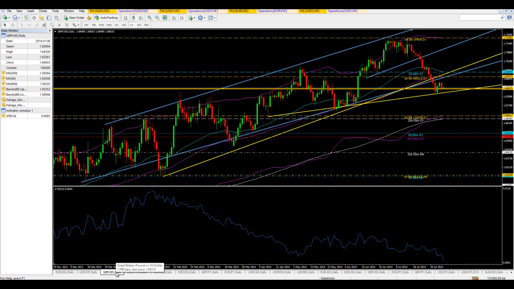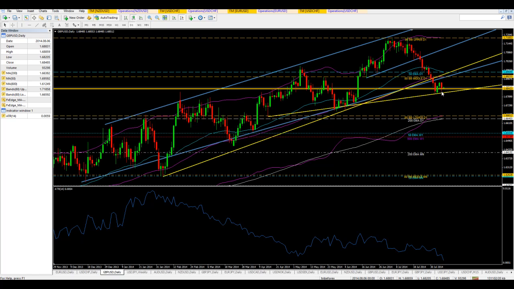Pound dollar was another pair. We were looking for a buy at 1.6850. Price hit a low of 1.6820, so about 30 pips maximum adverse excursion, and then it ended up closing right at break even, at 1.68485. That's just 1.5 pips below break even, which is nominal. It matters not. So we really closed that out for break even on the pound dollar.